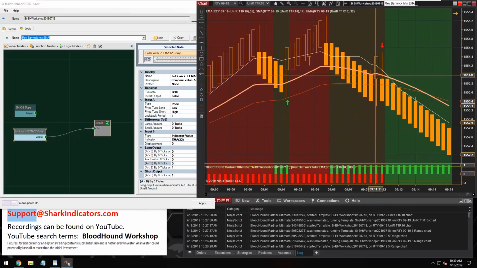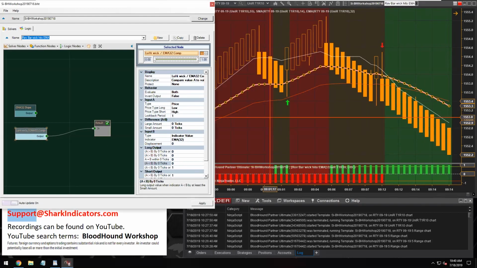On these down bars, we can see that the high of all these bars are above the EMA, and so we're getting a short output here, until the high of the bars down here are below the EMA, and so there's no short output. All right, so there we go. We know that's all correct.